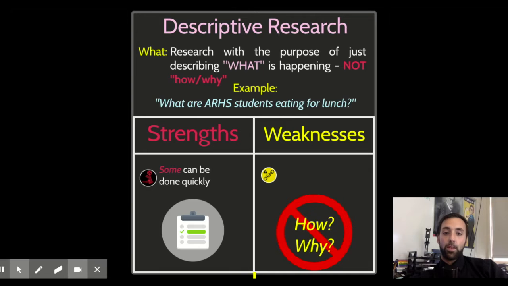So, for example, a question that a descriptive research technique could answer is, what are ARHS students eating for lunch? That's a pretty clear-cut question, and it would typically be answered through something like a survey. You could also ask questions like, who are people planning to vote for? That's a really clear-cut black and white question.